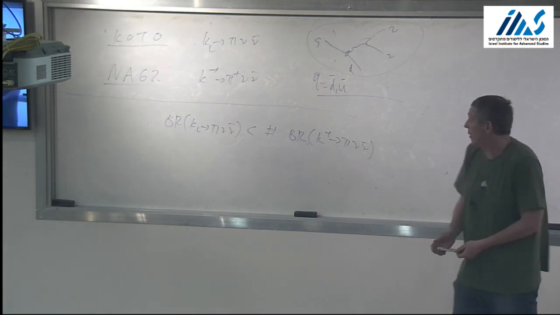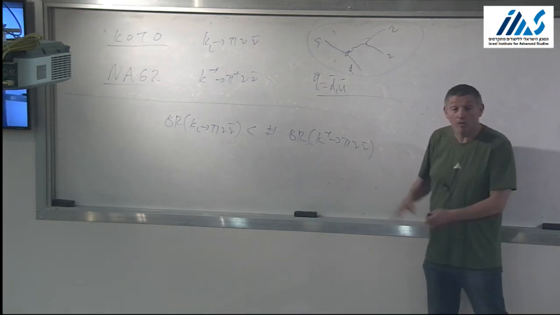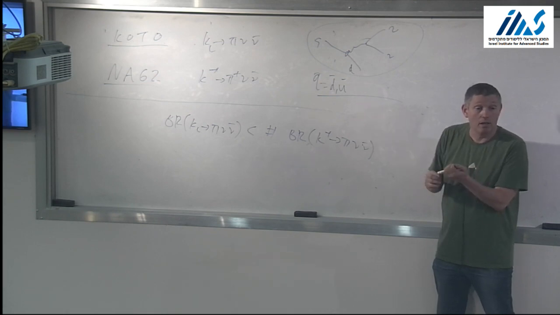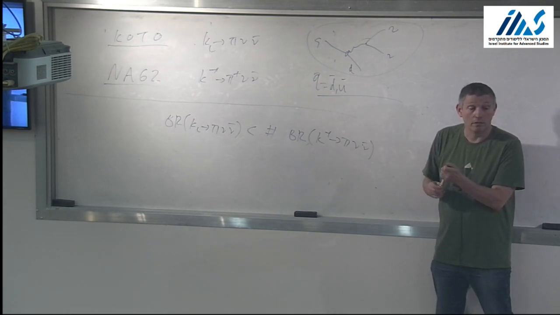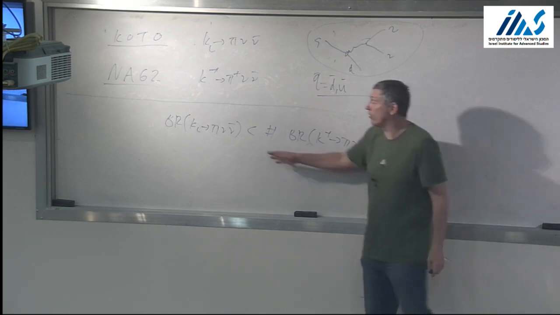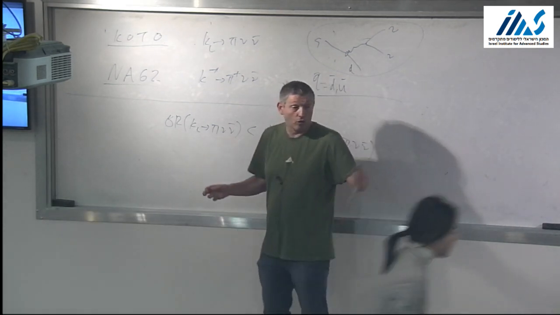And I really like it because it's so simple. I really hope you understood what I'm saying, okay? Yes? If these two processes are related to each other, then is there a lower bound of the K long to pi nu nu bar? Exactly. Yeah, so the lower bound on K long to pi nu nu bar, and I don't remember now the number.